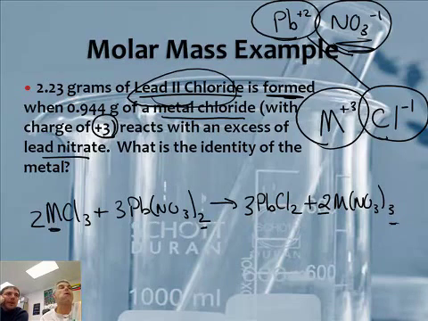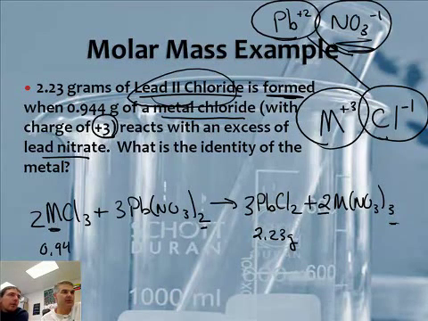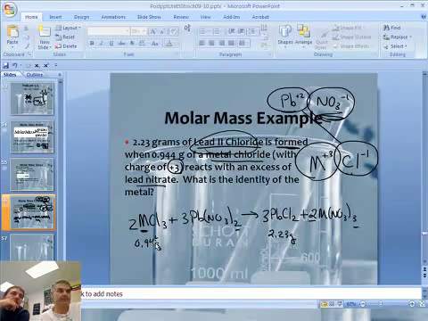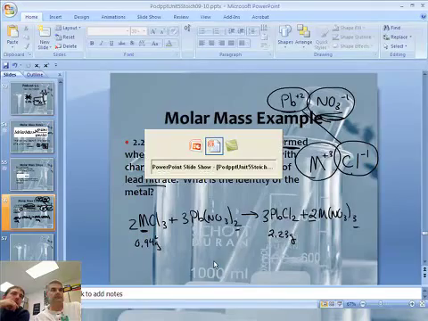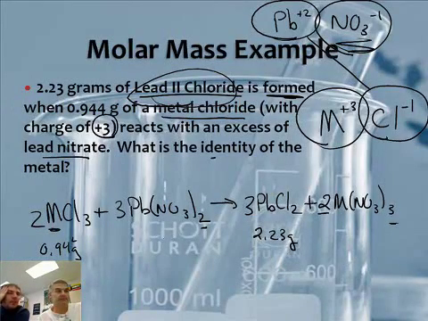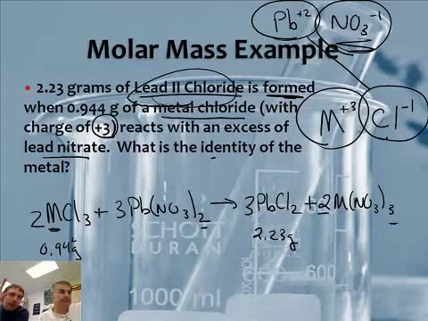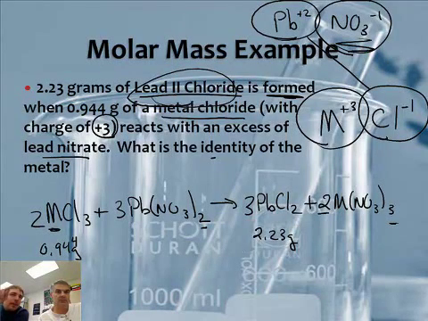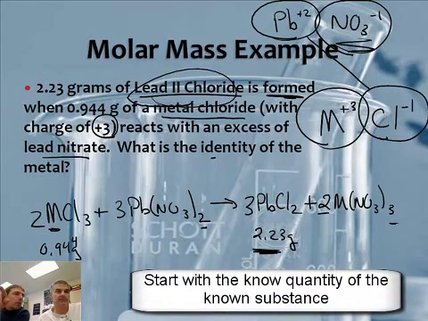Okay. All right. Now, what do we know? We know we have 2.23 grams of lead 2 chloride formed. And we know we have 0.944 grams of the metal chloride. Now, guys, when you're doing these, I think it's easiest if you start with the thing you know everything about, and that would be the lead 2 chloride, because we know the mass of it and we know the identity of the substance. Do not start with your unknown metal thing. We're going to work towards the unknown metal thing.